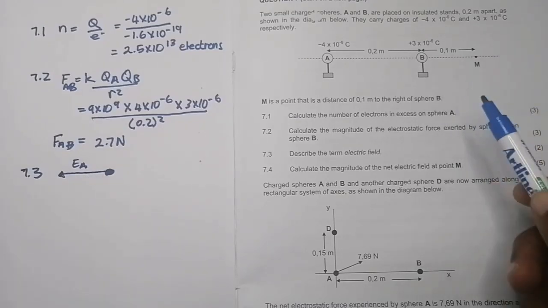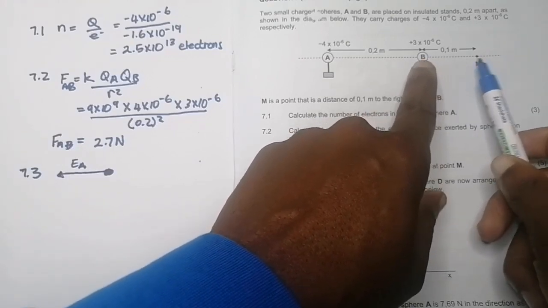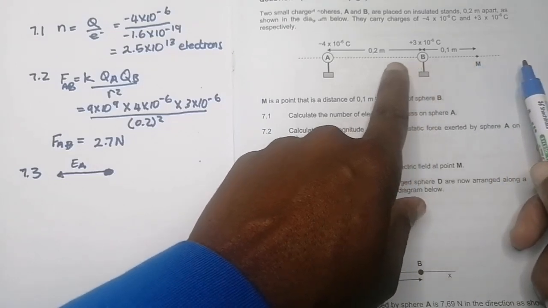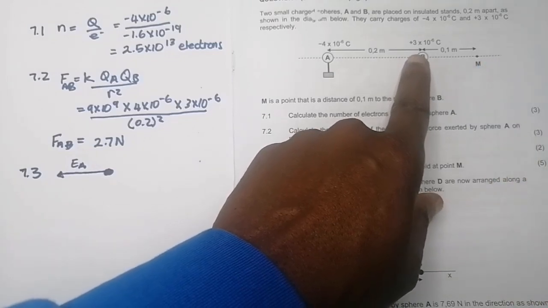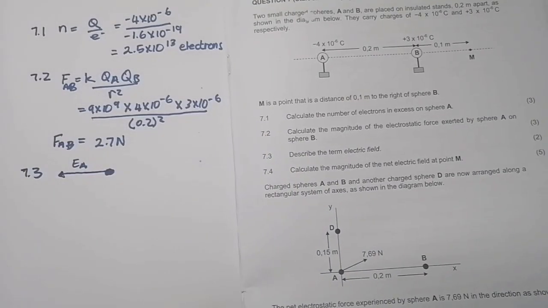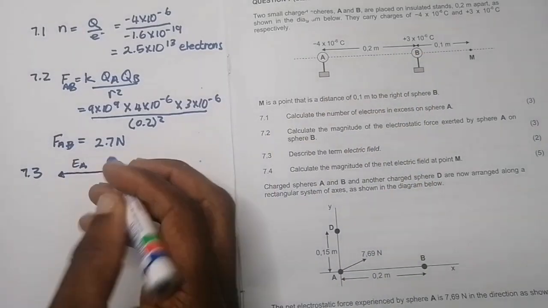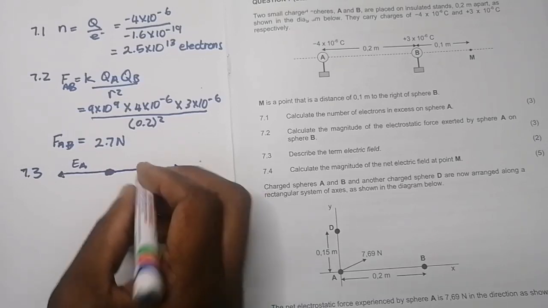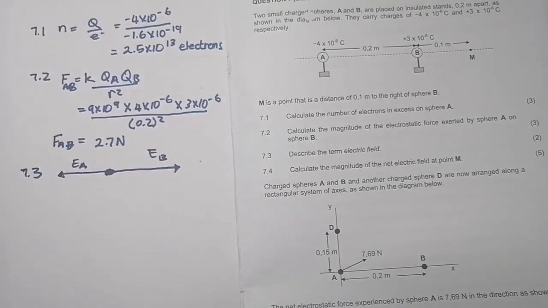Now let's look at what B does to M. So if we consider a positive test charge there, what are they doing to each other? They are repelling each other, but we're assuming we're looking at M. So what would M do? It would actually be moving away from B. So as it's moving away, it means that it will experience a field to the right, or you can say a field in the easterly direction. So this is the field due to B.